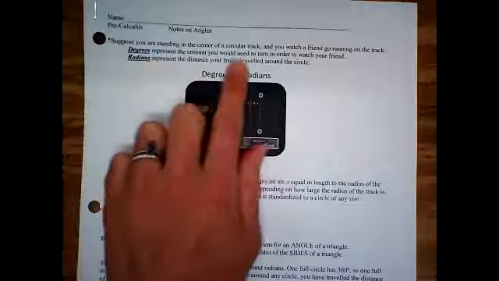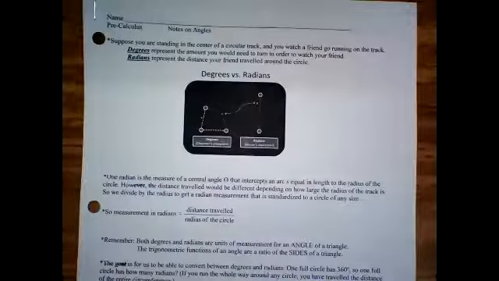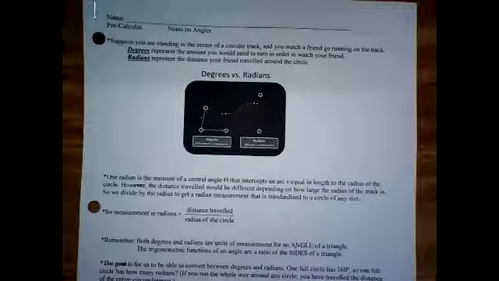Degrees would represent the amount you need to turn in order to watch your friend. So you're standing in the middle of the track. You just have to rotate in order to keep them in your sight. So you would be standing like this. Your friend is going around. Degrees is this. You just rotate. Are you coming with me on that? Like, you're not actually moving. You just spin. That's degrees.